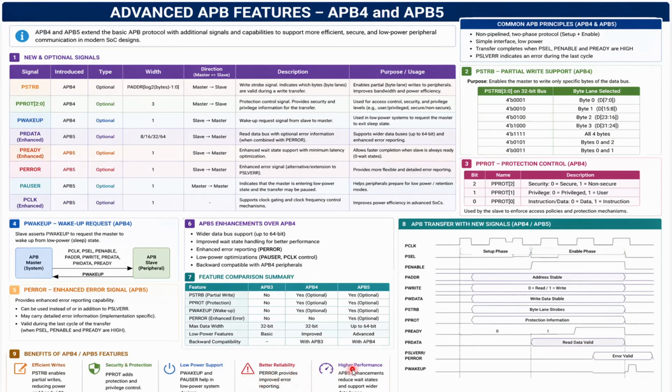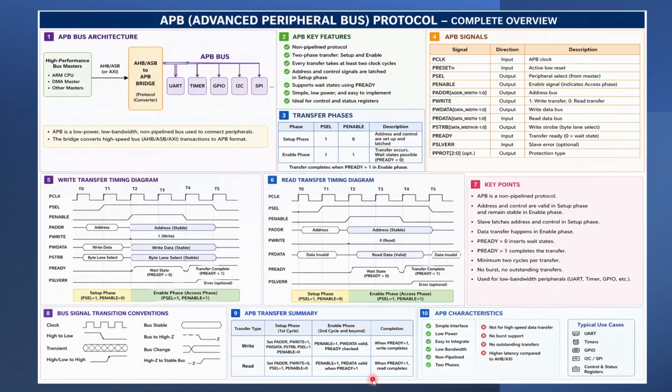And then high performance is also there in APB5, because it is enhanced, right? From 32-bit to 64-bit it is enhanced. So this is the complete overview I told you: APB architecture, a high performance bus to AHB and then the APB bus. All the low-speed peripheral signals are in the APB bus architecture.